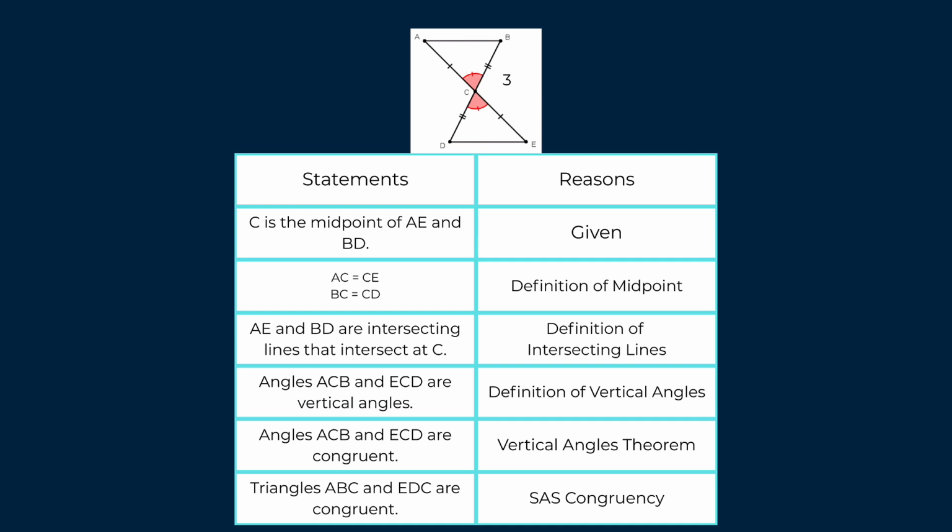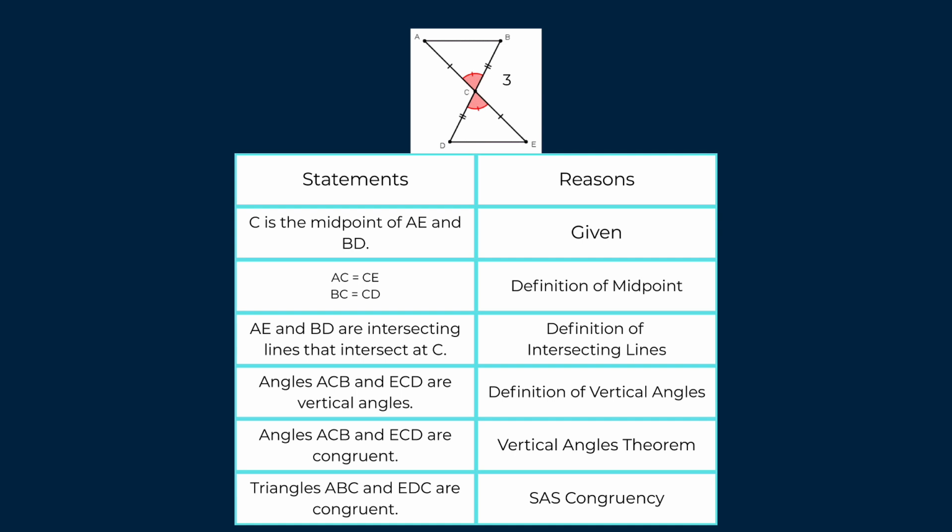Angle ACB and angle ECD are vertical angles. Look at the diagram. You have two intersecting lines, and their opposite angles are the vertical angles, meaning that by the vertical angles theorem, we can prove that angles ACB and ECD are congruent. So we have one side that is congruent with those triangles, and we have another side that is congruent.